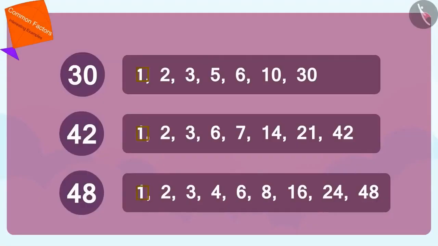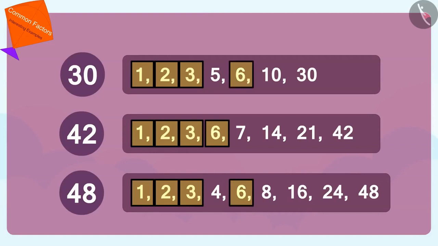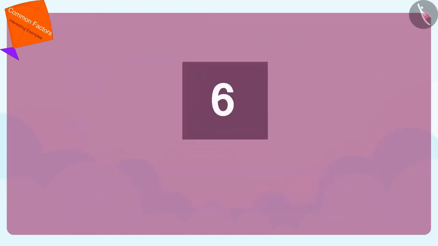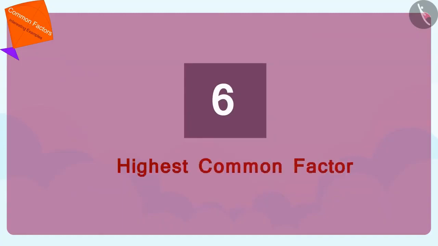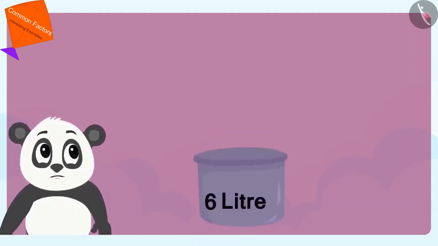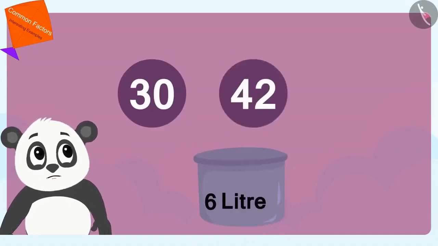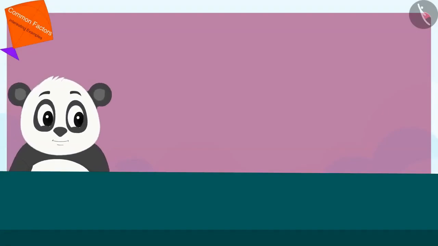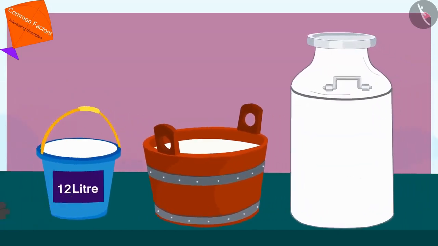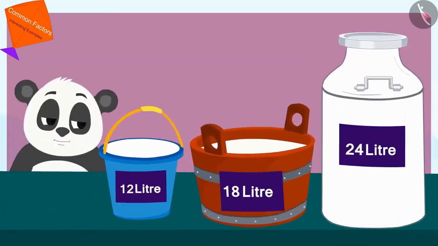These numbers 1, 2, 3 and 6 are the common factors of 30, 42 and 48. Out of them, 6 is the highest number, or the highest common factor. Therefore, Golu would use only a 6-liter pot to measure 30, 42 and 48 liters of milk. Golu measured the milk filled in his pots and labeled them in this way so that he does not forget the amount of milk filled in them.